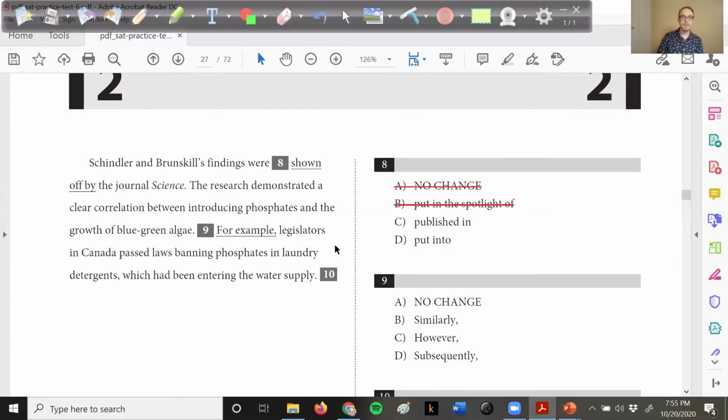Schindler and Brunskill's findings were published in the journal Science. I like that best so far. Findings were put into the journal Science.